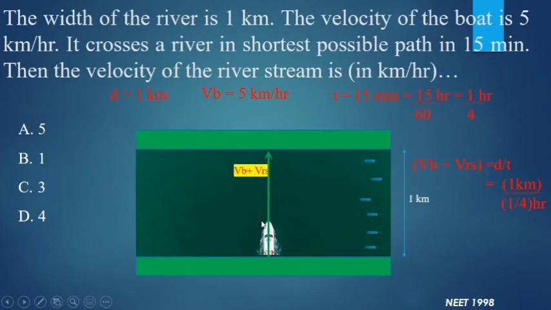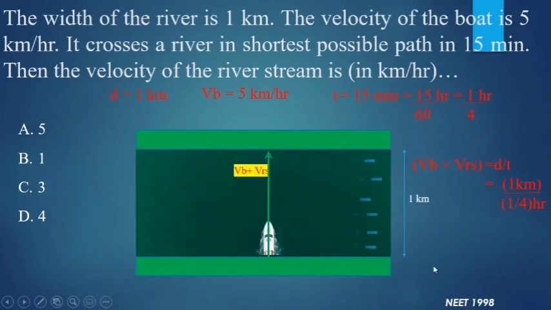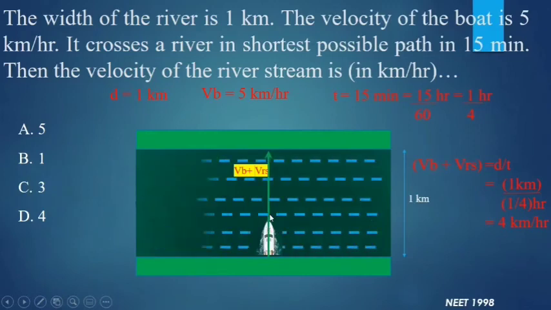We have the distance for the resultant and the time for the resultant. Distance for the resultant is 1 kilometer, time is 1/4 hours. So the net resultant velocity can be calculated. By putting the values, it will become 4 km per hour. So this is the resultant velocity that is calculated.